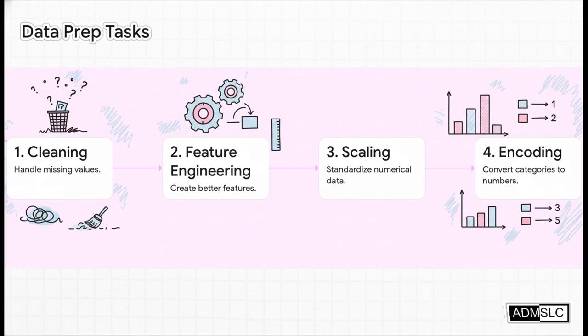First, cleaning. We have to deal with missing values so they don't break our model. Then there's feature engineering, which is kind of cool. It's where we create new, more helpful features. For example, maybe combining number of bedrooms and number of bathrooms into one total rooms feature is more powerful. After that, we have to scale our numbers so they're all in a similar range. And finally, we encode any text-based categories into numbers that the algorithm can actually work with.